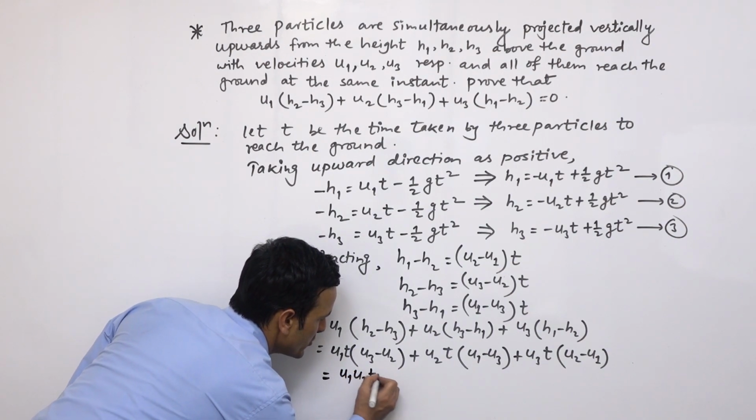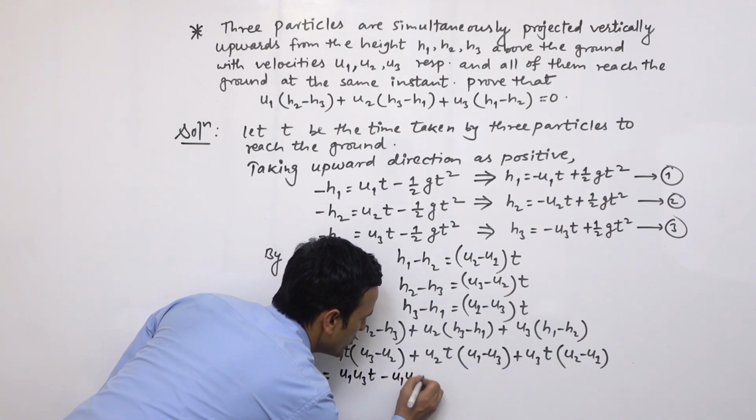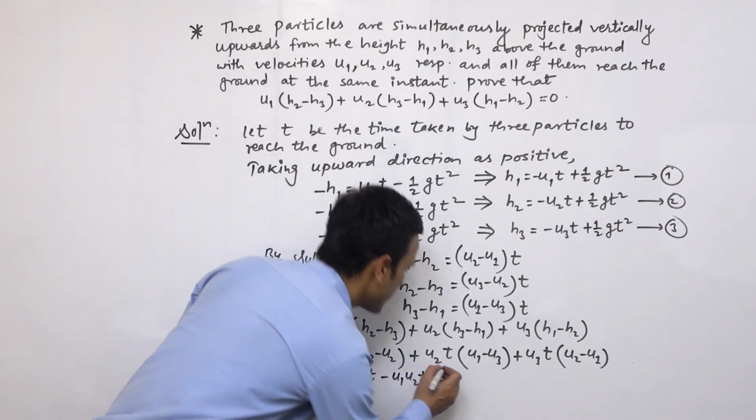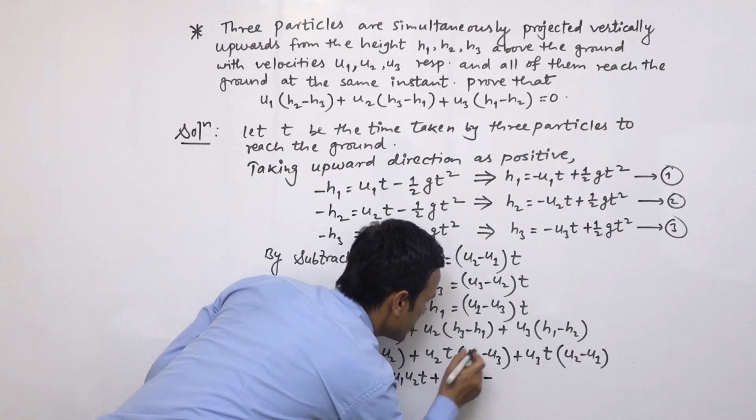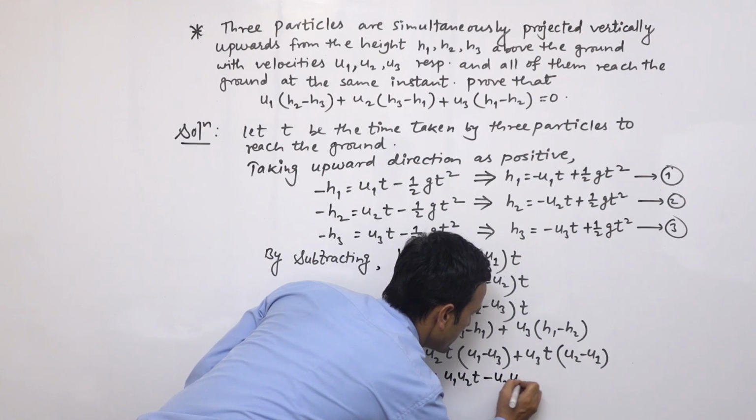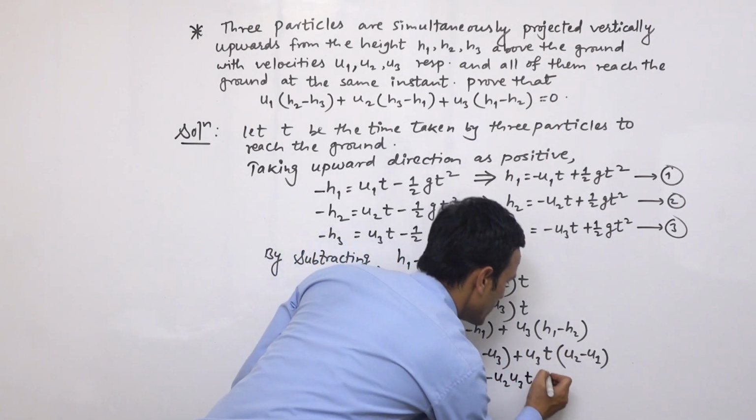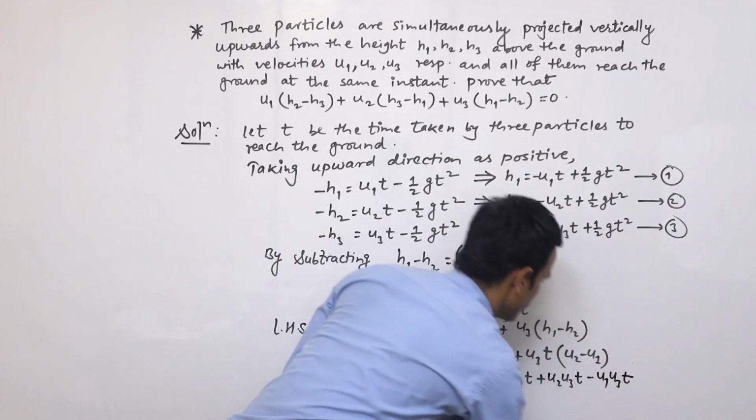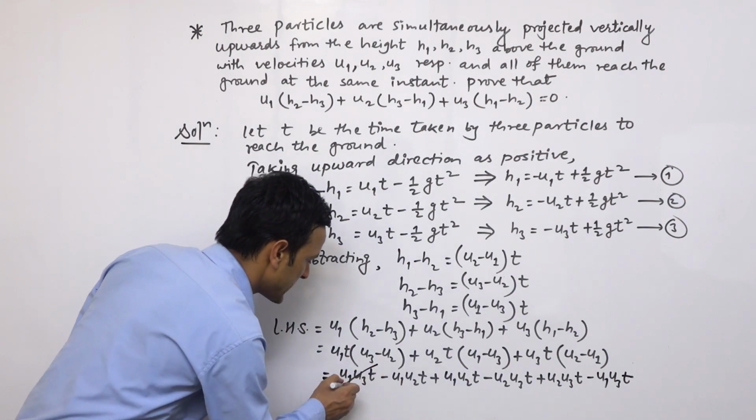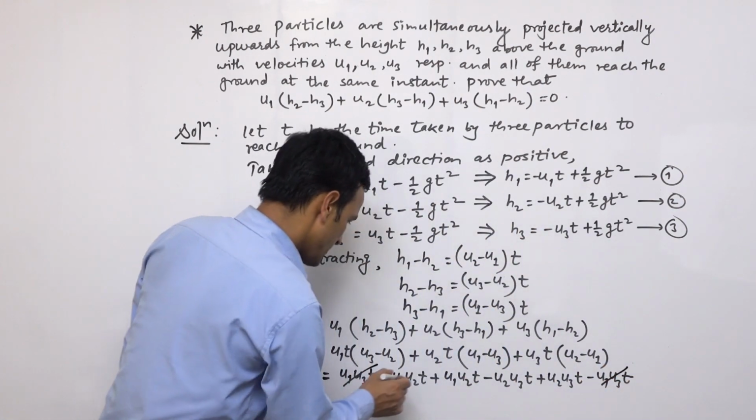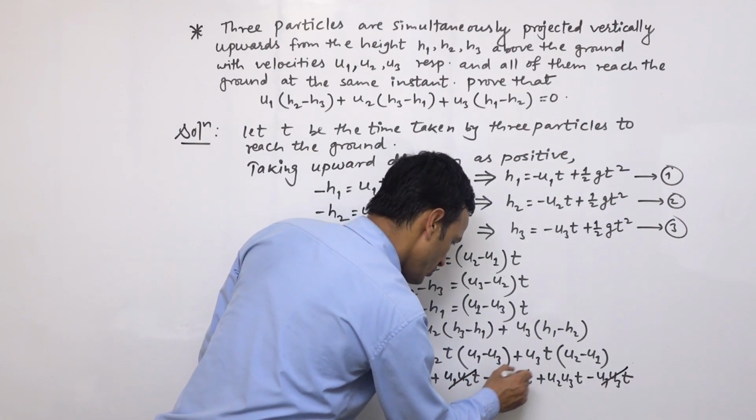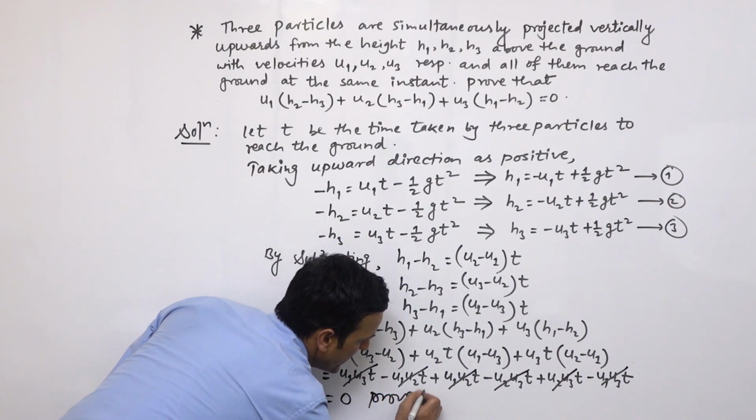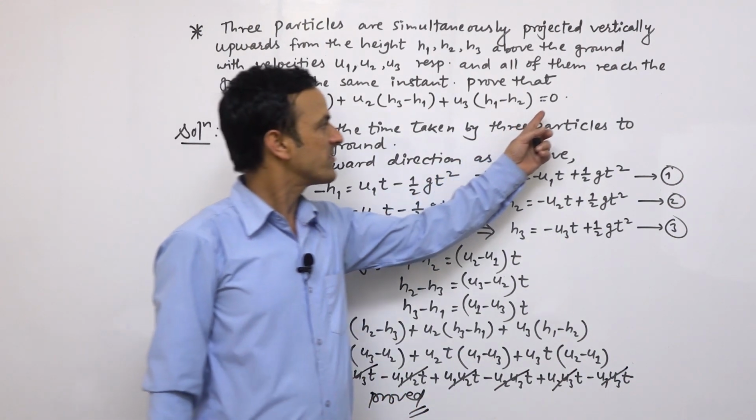So it will be u1 u2 t, u1 u2 u1 u2 t, and after removing this bracket by multiplying this term again, u1 u2 t minus u2 u3 t plus u2 u3 t minus u1 u3 t. So now we can cancel u1 u3 t, u1 u3 t, and u1 u2 t, u1 u2 t, u2 u3 t, u2 u3 t. So in this way we can find 0, and this is the required result.